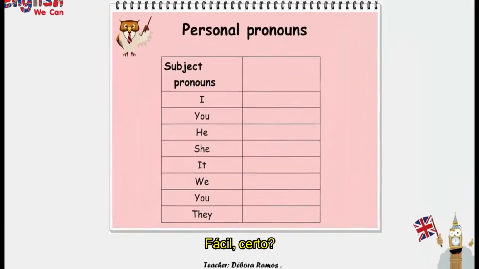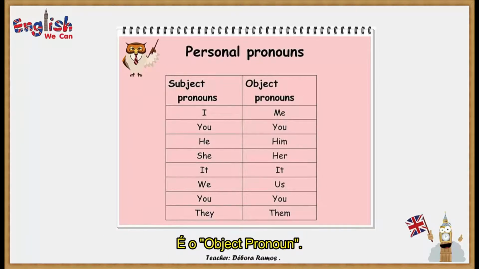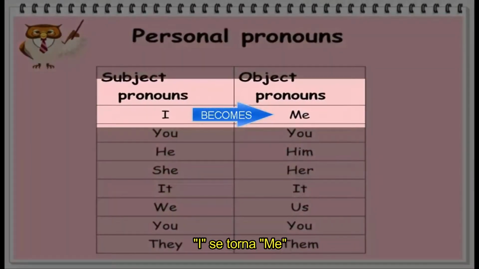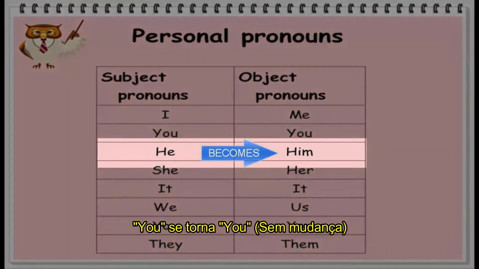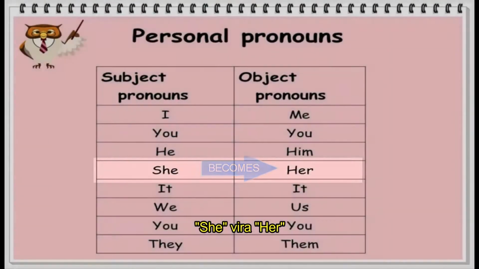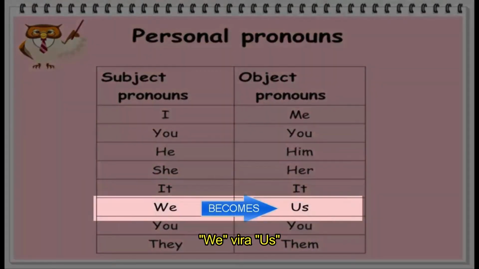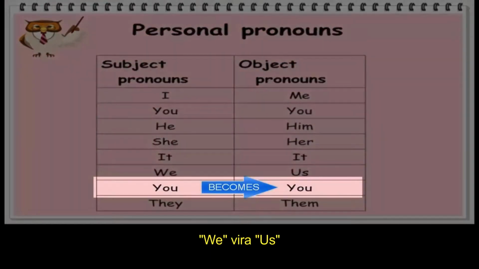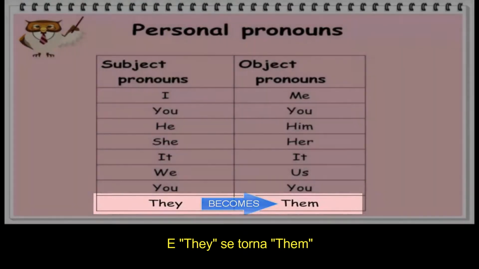Easy, right? Very good. Now, there's one more type of pronoun that I want you to learn for now. It is the object pronoun. Let's learn how to pronounce them. I becomes me. You becomes you. He becomes him. She becomes her. It becomes it. We becomes us. You becomes you again, and they becomes them.